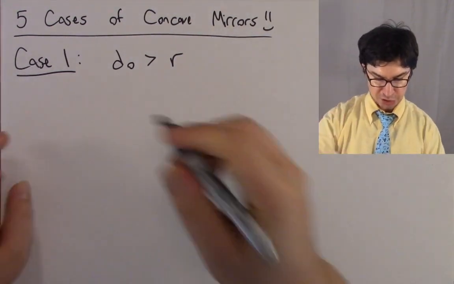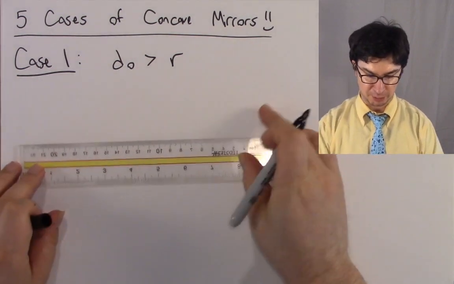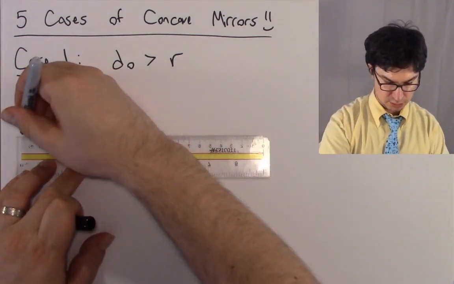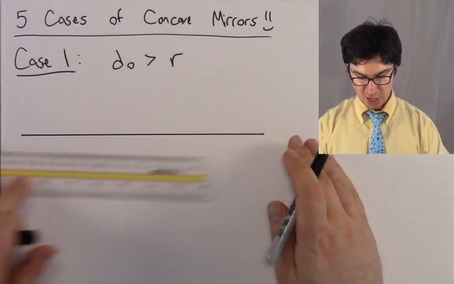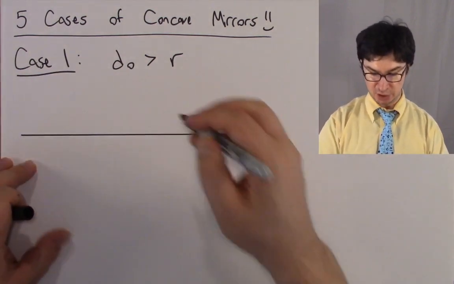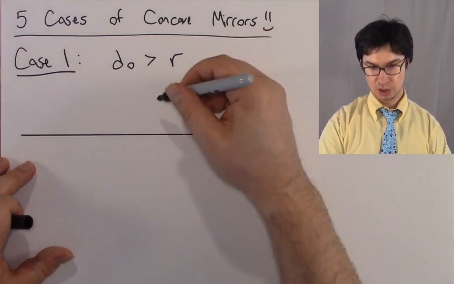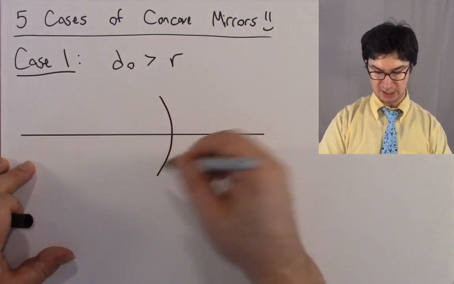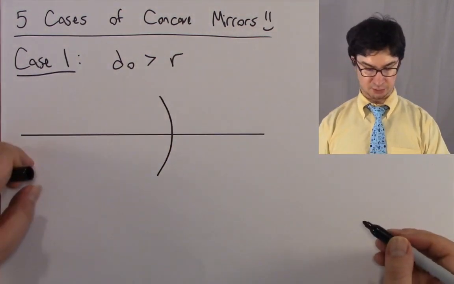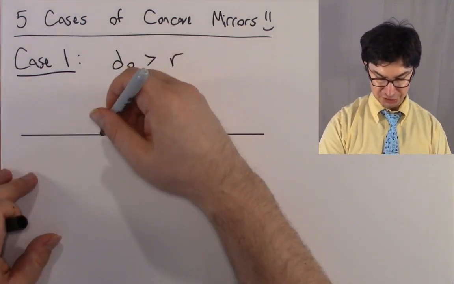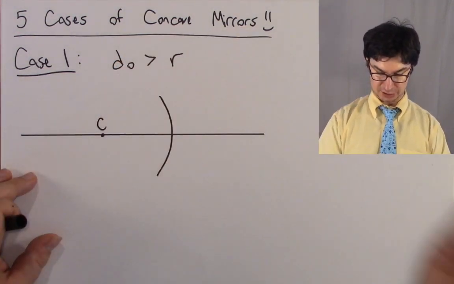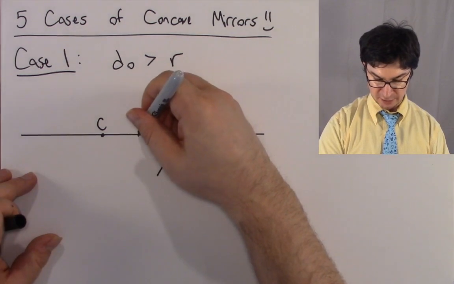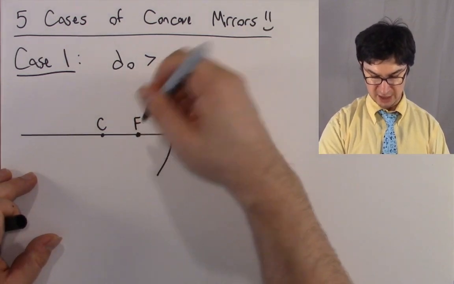Check it out. So here is going to be our principal axis, just like that. And let's draw, to the best of our ability, the arc of a circle like this. This is our concave mirror. All right. We're going to label the center of curvature. Looks like it's about there somewhere. And then the focal point, F.